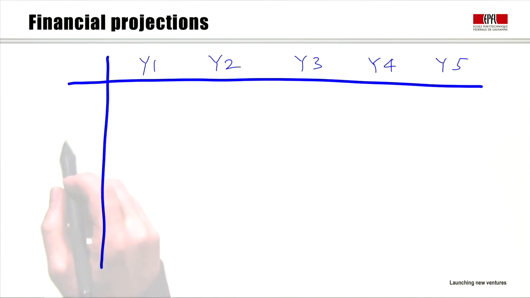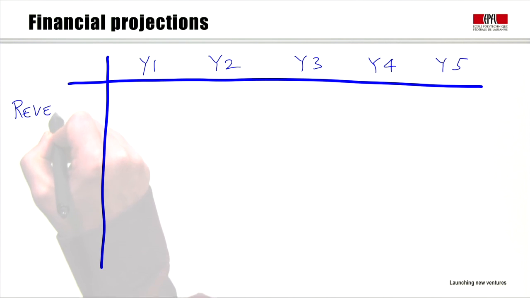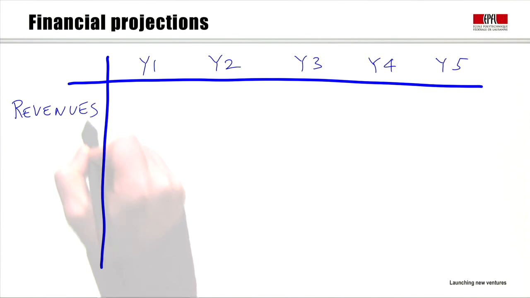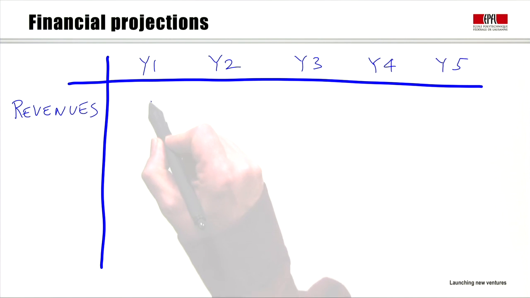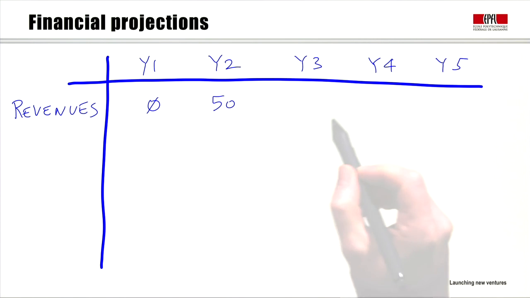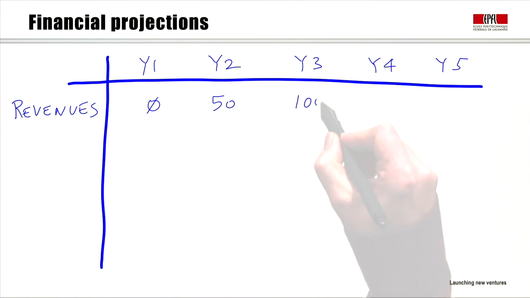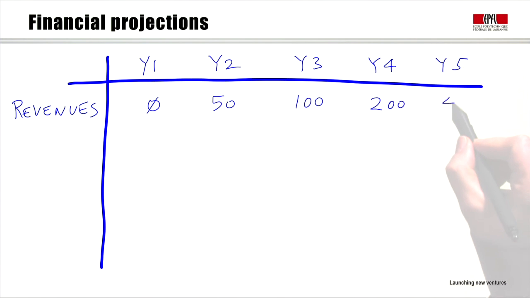First, let's discuss the gross revenues of this company. This is all the receipts, all the money the company makes, top line. In this particular case, the company doesn't make any money in the first year. And then in the next year, they make 50, the following 100, and then in year 4, they make 200, and in year 5, they finally make 400.